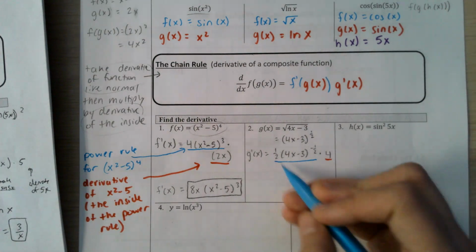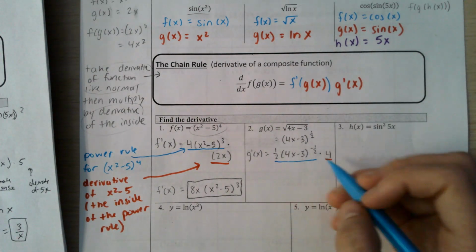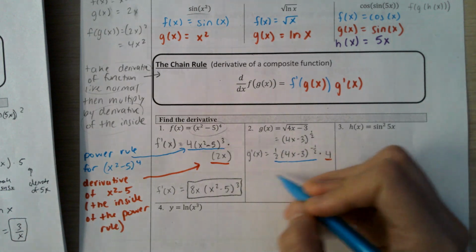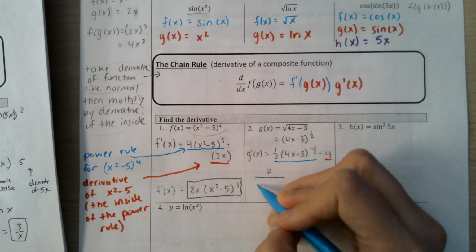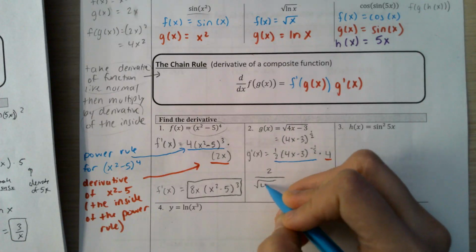So if we were to simplify this, we could do the 1/2 and the 4. So we have 2. And then this goes on the denominator because it's negative, square root of 4x minus 3.